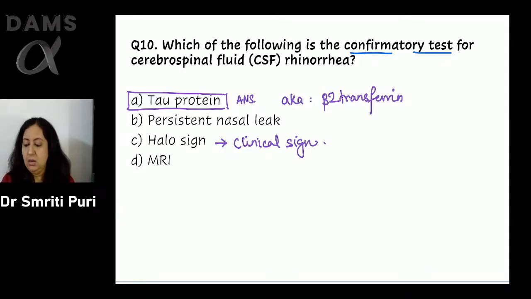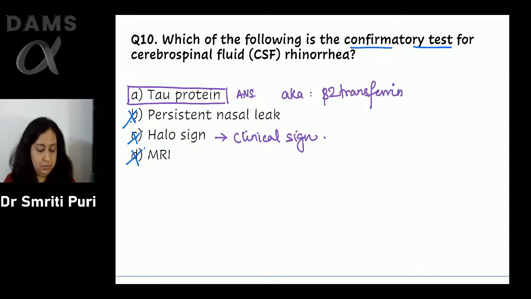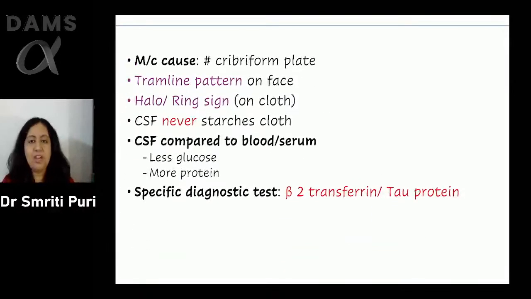Now, persistent nasal leak can be anything. It can be CSF, it can be nasal secretions. So, that is ruled out. Halo sign is correct in relation to CSF, but it is not the confirmatory test. It is a clinical sign, and MRI is not going to detect a CSF leak. Fine. Is it clear, everyone? So some very important points. The most common cause of CSF rhinorrhea is cribriform plate fracture.